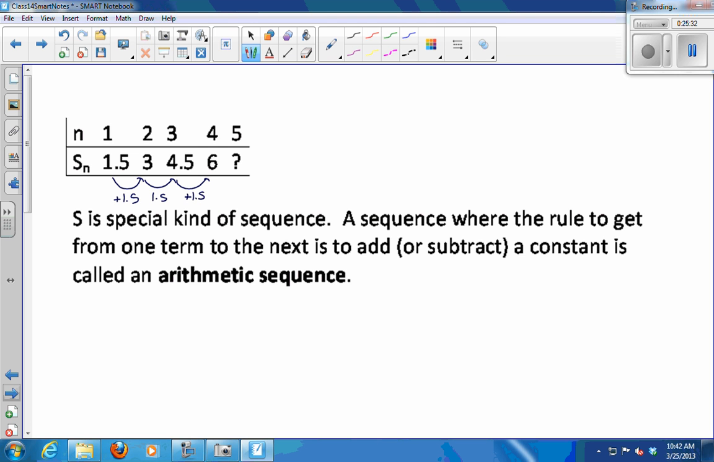So think about the cake cutting problem. Was that an arithmetic sequence? No, because we were adding a different number every time. 2 and then 3 and then 4 and then 5. Not the same number. So the cake cutting problem is not arithmetic. This one is arithmetic though. We add the same number, a constant, right? The same.